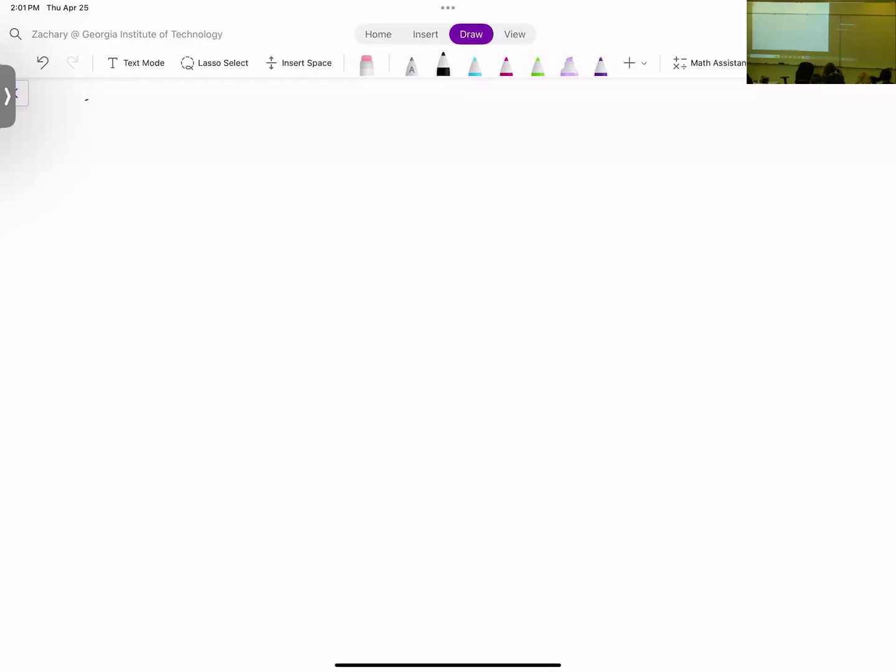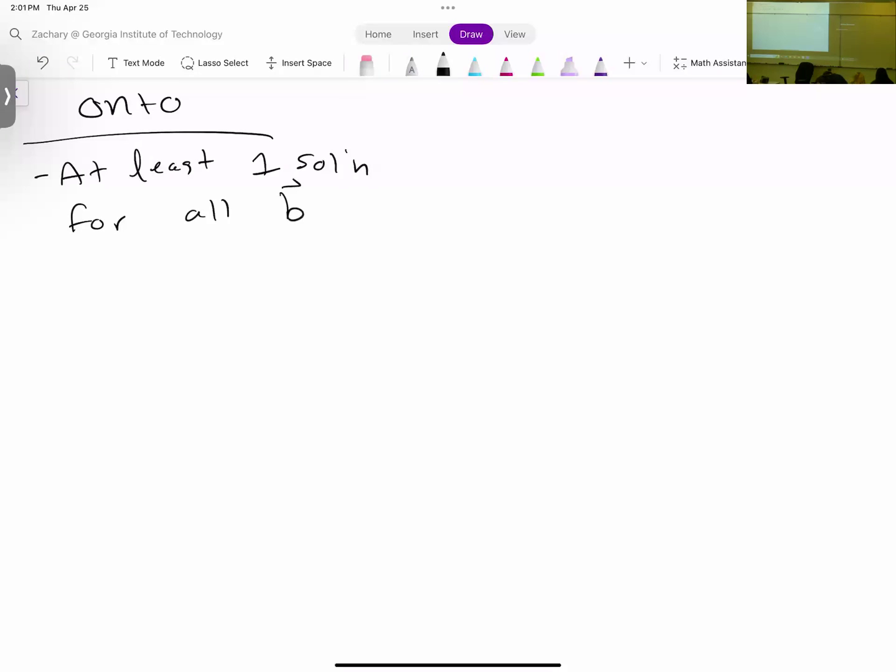So again, all that goes to say, a true or false question usually uses a term that is synonymous with something else. One-to-one and onto come up a lot. Okay, so let's talk about onto first. Onto by definition is having at least one solution for all b, and this is for the equation Ax = b.